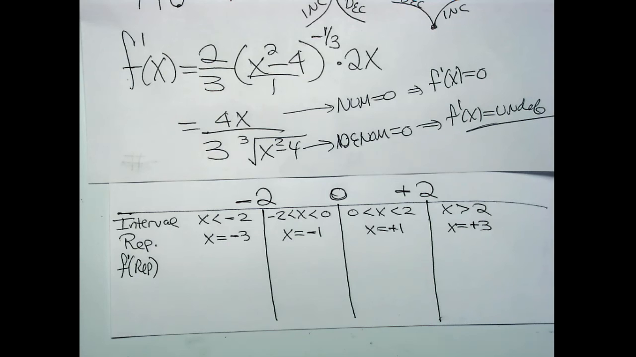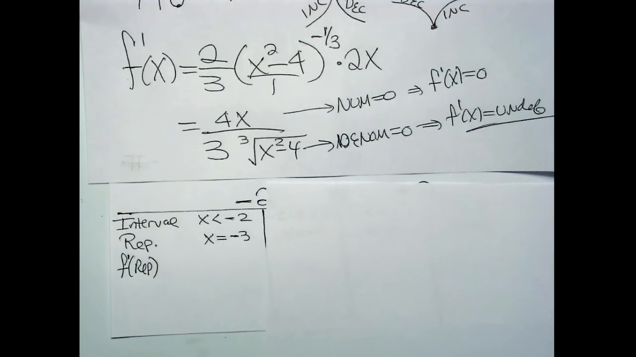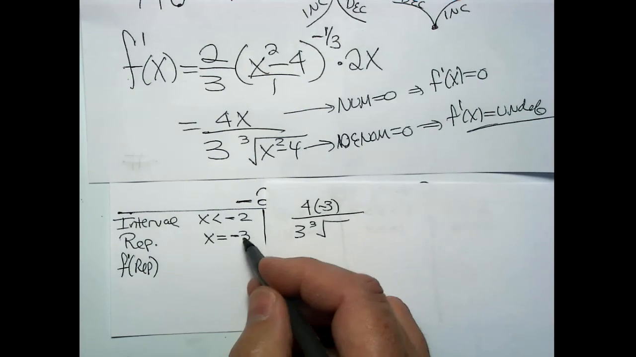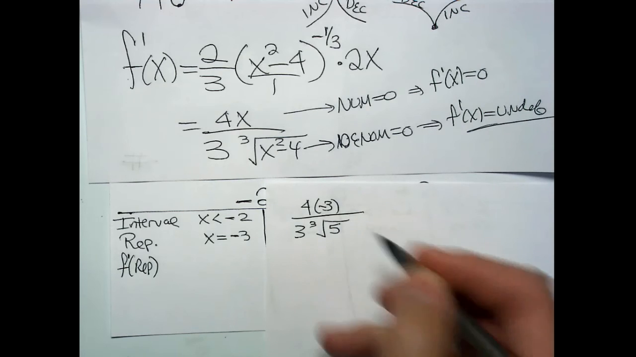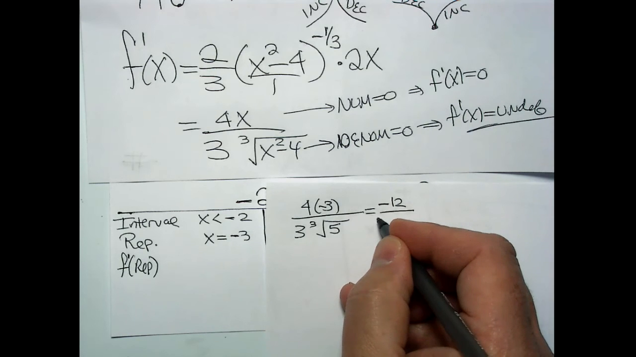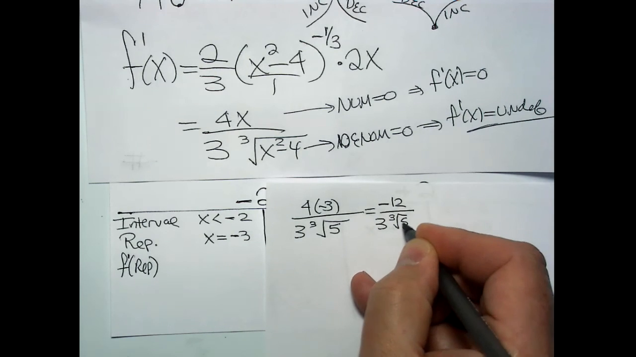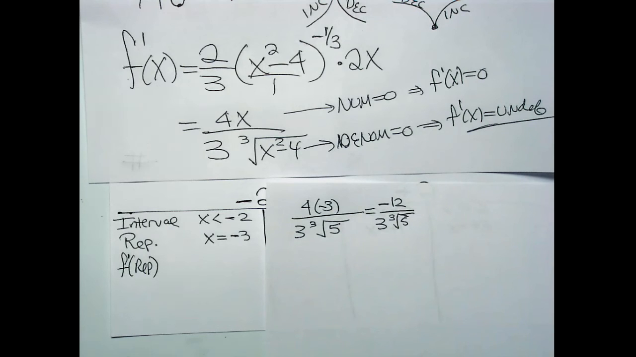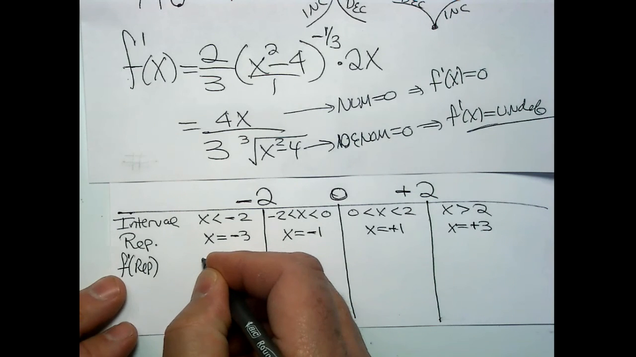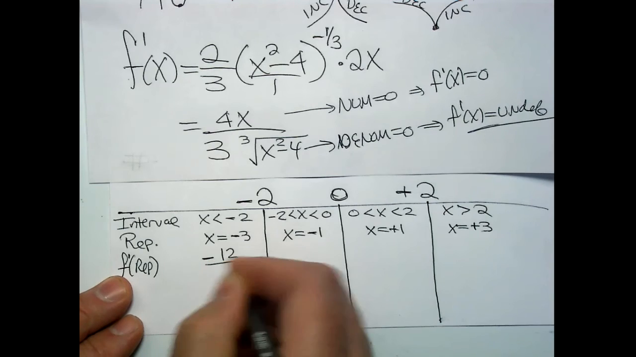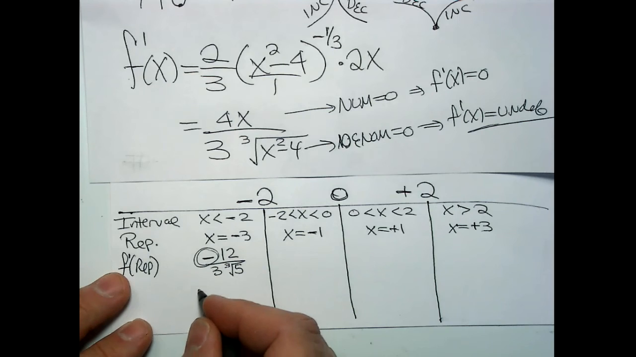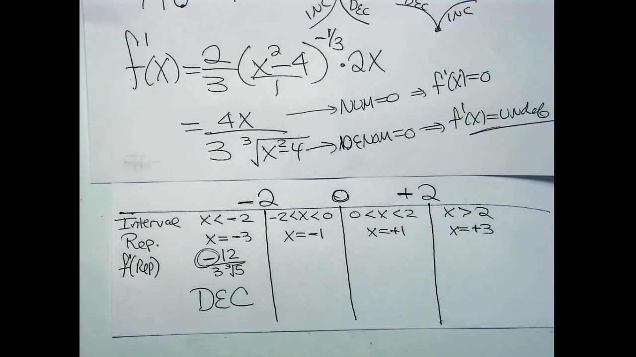Well, I'll do that on a separate piece of scrap paper here. So I'm going to put in my negative 3, and I'm going to get 4 times negative 3 over 3 times the cube root of negative 3 squared, which is 9, minus 4, which is 5. So minus 12 over 3 cube roots of 5. And if you want to rationalize this, you can. But I don't really care what that number is. I care that it's negative. That tells me that this is a region in which the curve must be decreasing.